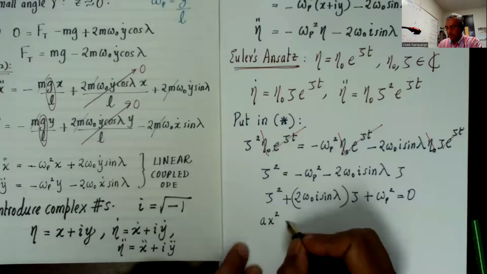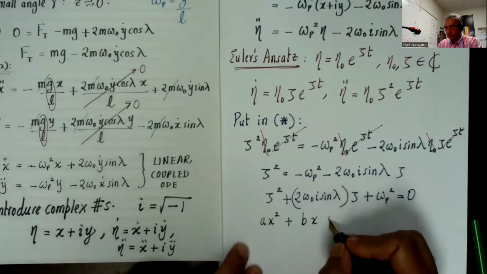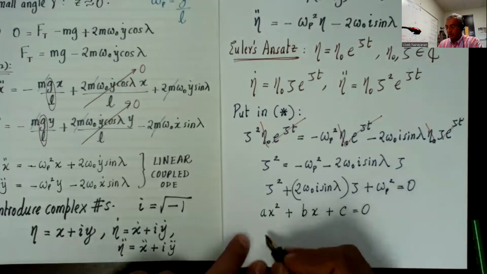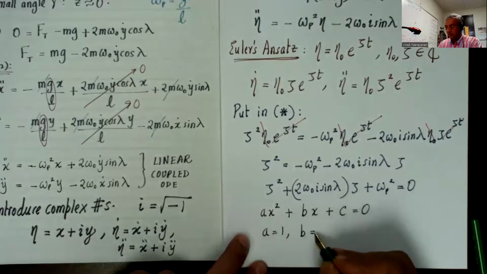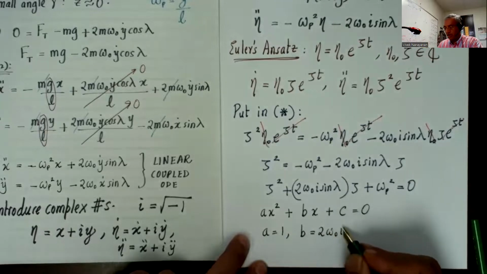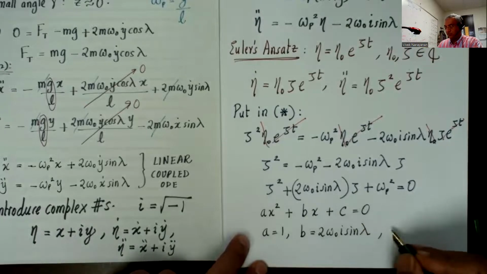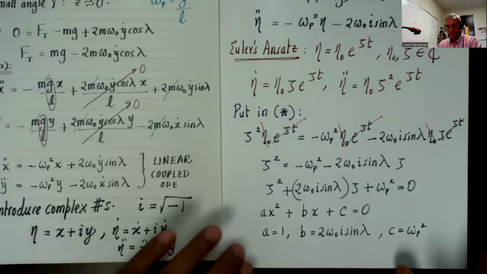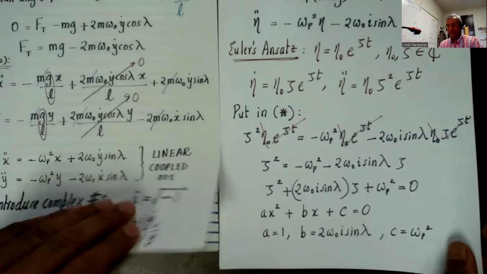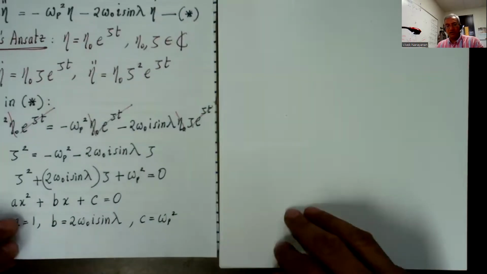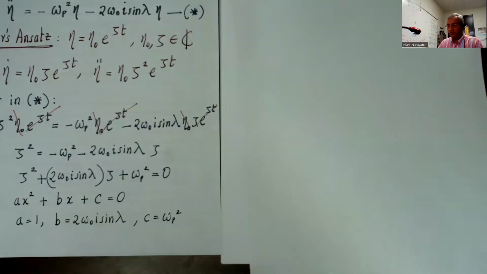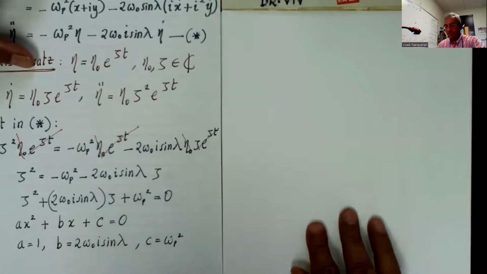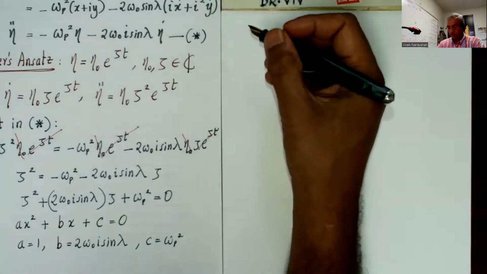a x squared plus b x plus c equal to 0. So here your a is 1, b is 2 omega naught i sine lambda, and c is omega p squared. I always find it beneficial to slow down here because this is such elementary stuff. You learn this in your middle school. You don't want to screw it up in graduate school. So it's always good to slow yourself down when you come to the easy parts to avoid embarrassment.